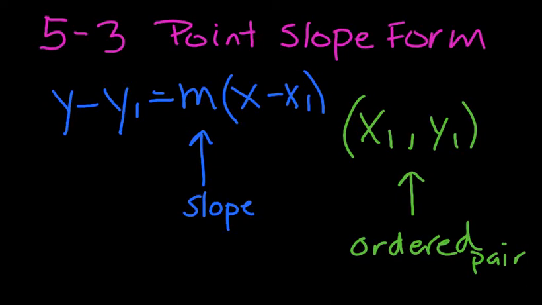Okay, 5-3, point slope form. We've been using slope-intercept form a lot, y equals mx plus b. This is a new form. It's called point slope form.